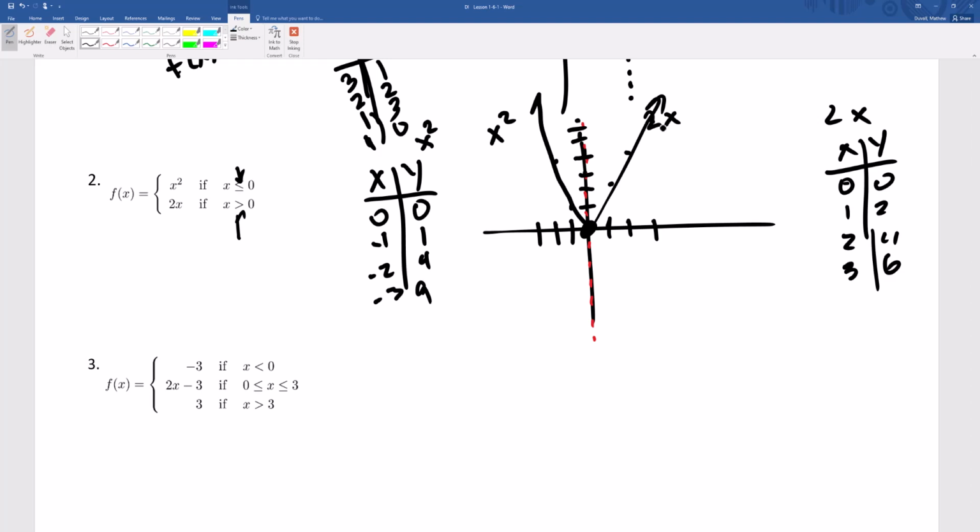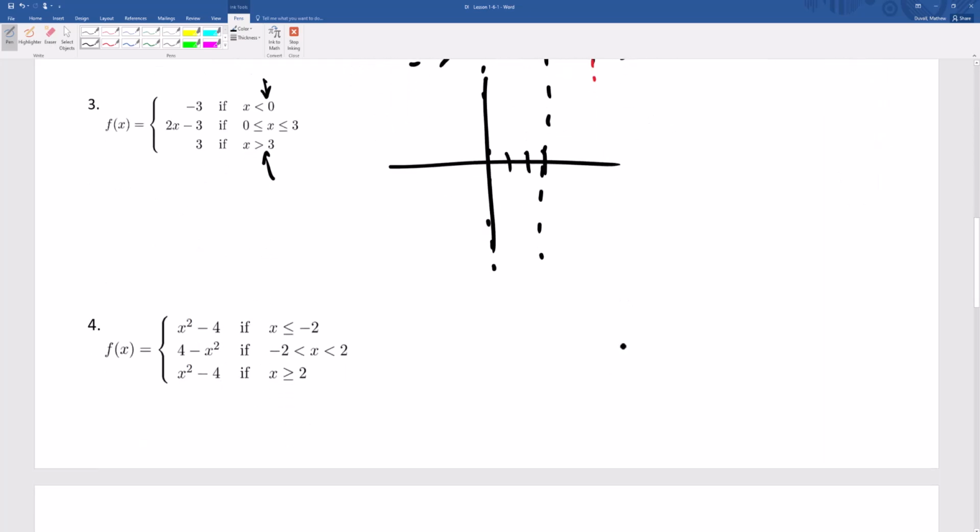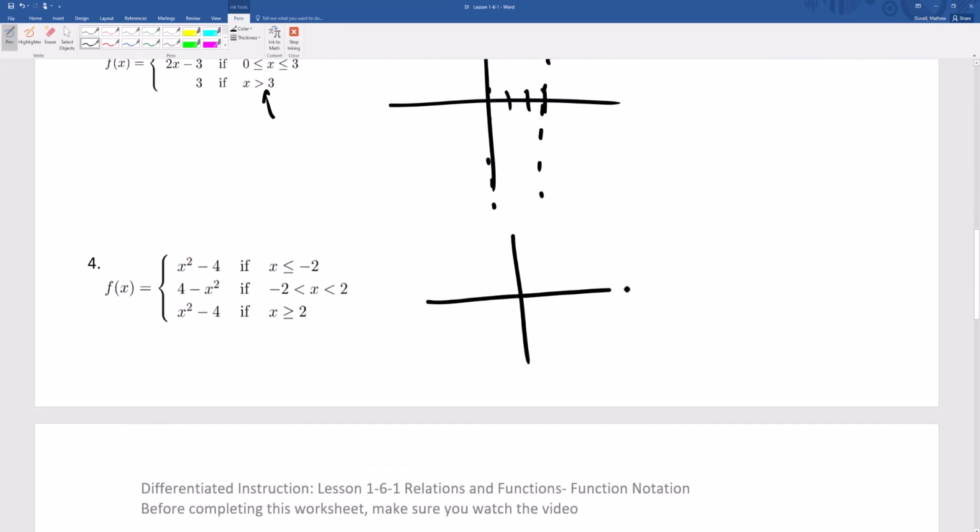Now, when we have piecewise functions with 3 pieces, just as a reminder, you just break it up into 3 different sections. So we have 0, and then we have 3. So that means this graph is on this side, this graph is in between, and this graph is on that side. And same thing here. It looks like it's breaking up at -2 and at +2. So this graph will be here, this graph will be here, and this graph will be here.